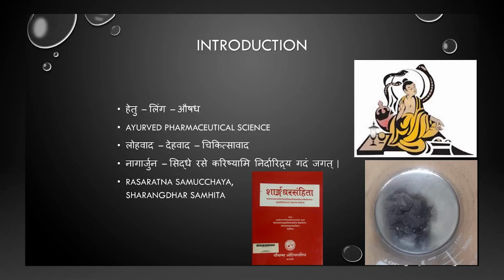The initial concept of Rasa Shastra was to transfer the lower or base metals into the higher or noble ones. This Lohavad achieved the stage of Dehavad by using these metals to maintain life. From the period of Nagarjuna, who is considered as the father of Indian alchemy, the use of minerals, metals and mercury became popular in the treatment of diseases, that is called as Chikitsavad.